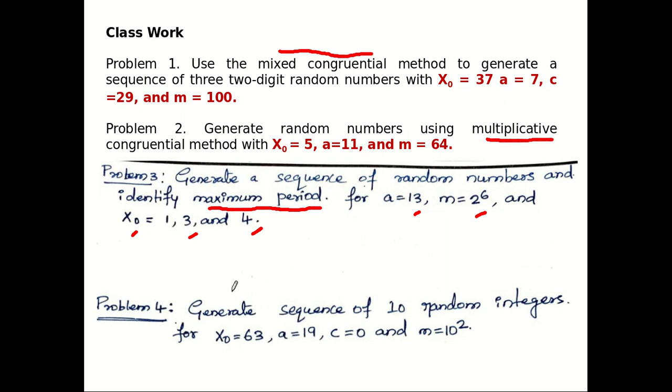One more problem statement has been given here: generate a sequence of 10 random integers. Usually in a question paper they will ask you to generate a particular set of random numbers, and they specify how many numbers you have to produce. Here they are asking you to generate 10 random numbers by considering x naught equal to 63, a equal to 19, c equal to 0 and m equal to 10 raised to 2.